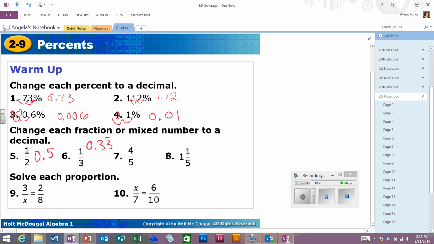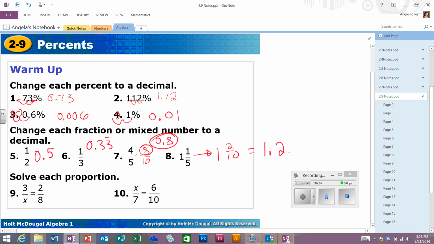All right, number 7, it says to convert to a decimal. Remember I told you, a few lessons ago, that we could change this into a fraction over 10. That number over the 10 just becomes what's in the 10th place, so that is your decimal. And then for number 8, we can do the same thing. We can make this 1 2/10, which would be 1.2.